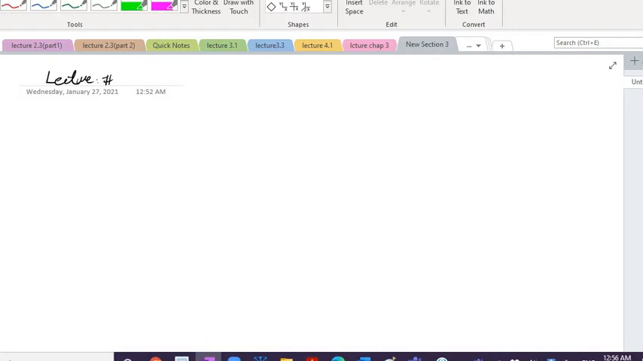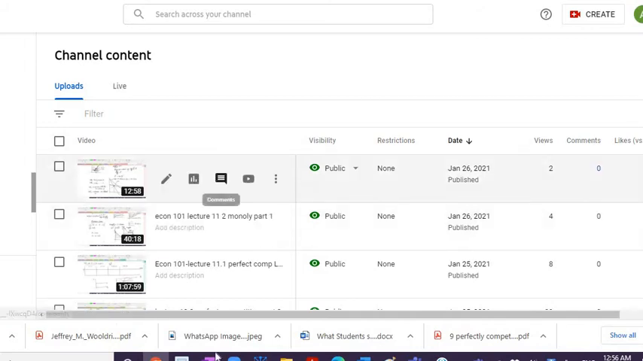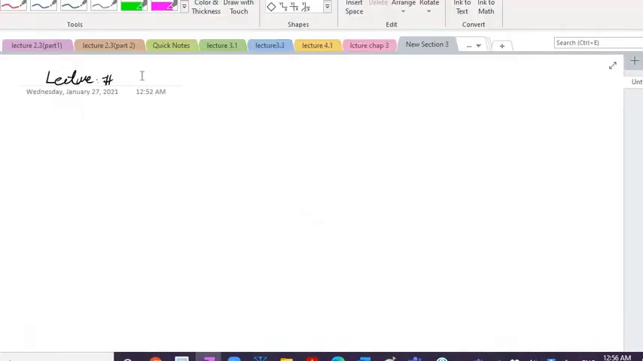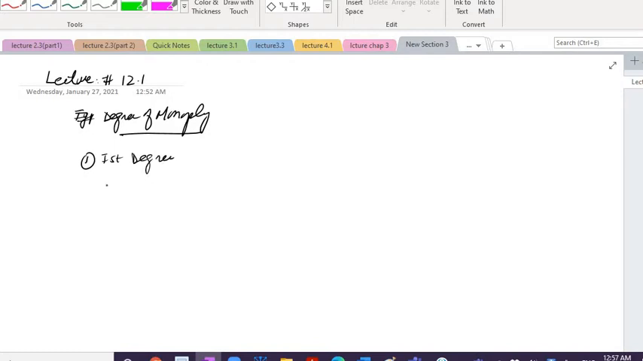Let's see from here. This lecture is 11.3, so this will become 12.1. Okay. This is about types, degrees of monopolies. Degrees of monopoly. There are three degrees. First degree monopoly. Number 2, second degree monopoly. Okay. And third is third degree monopoly.